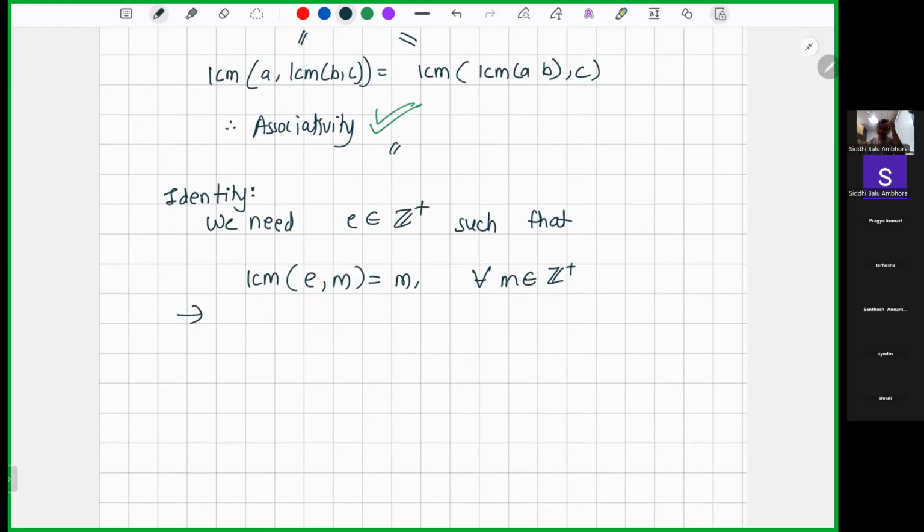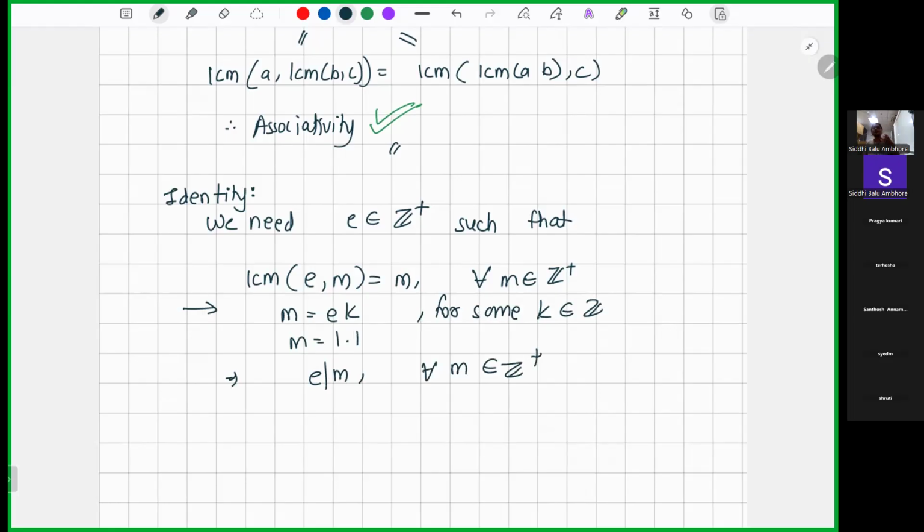least common multiple. M is equal to EK, and anyway, M is equal to 1 into M for some K in Z. So this implies that K divides M for all M in Z plus. That's what we want. So what is your guess for this E?